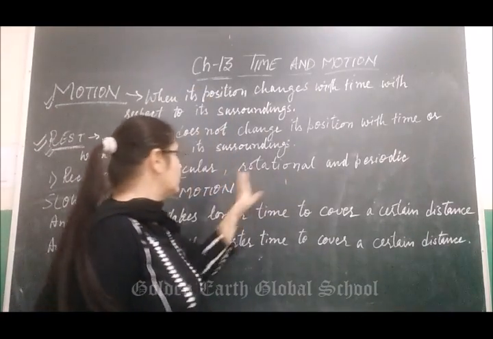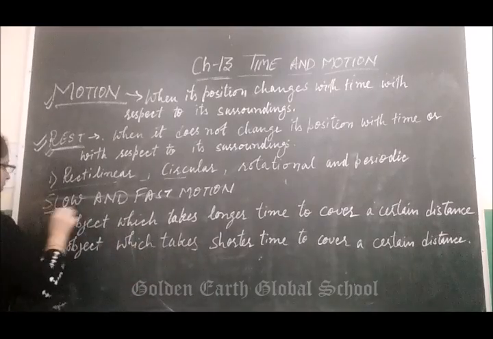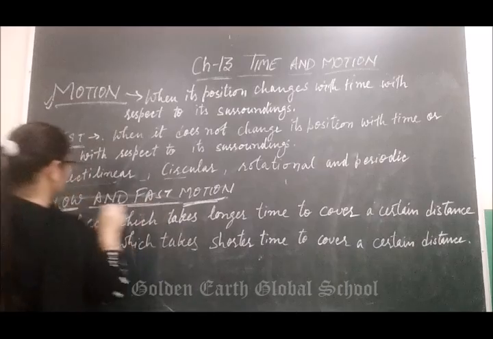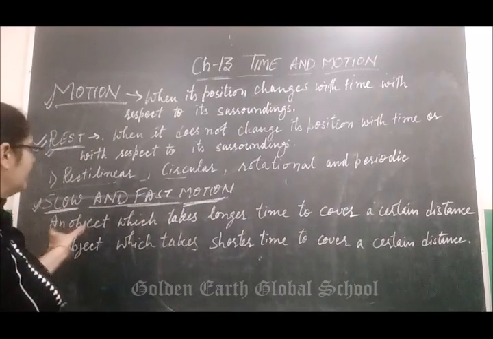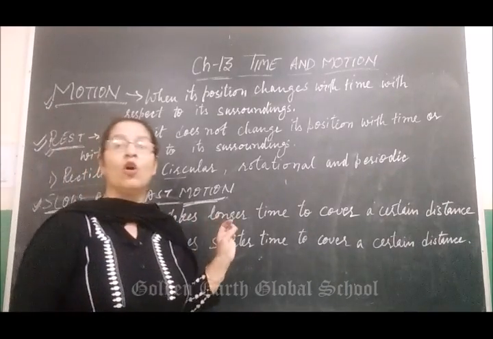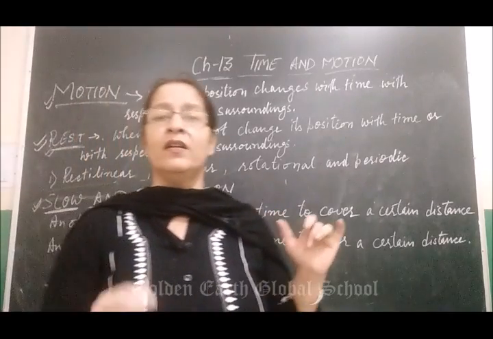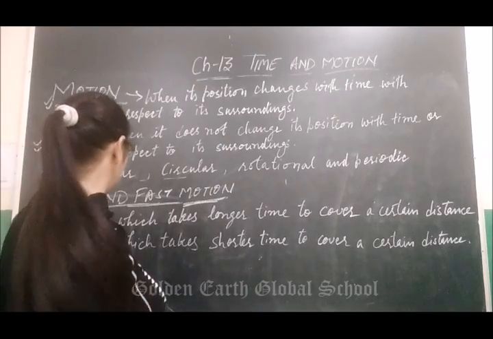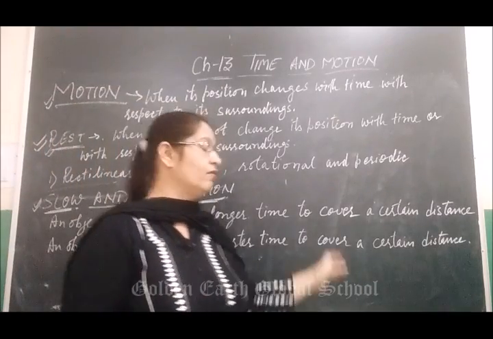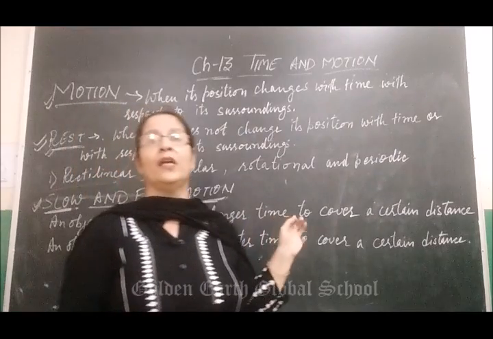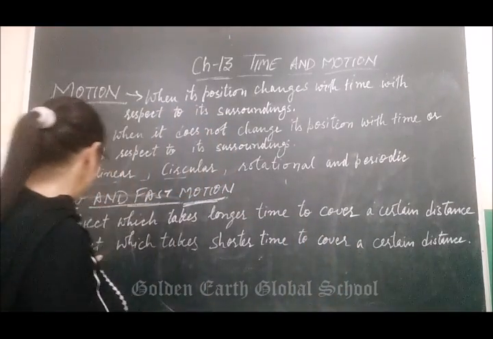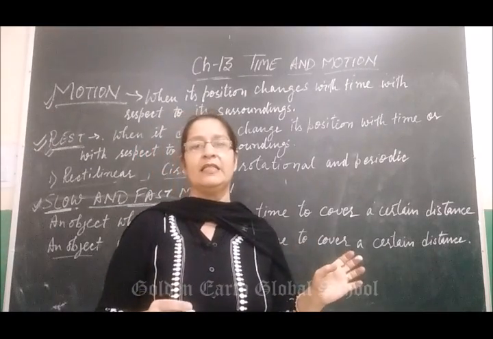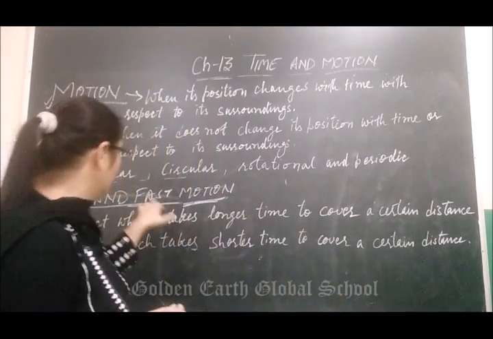In 6th class you have studied many types of motion: rectilinear, circular, rotational and periodic motion. According to this, some motions are slow and some are fast. What do you mean by slow and fast motion? When an object takes a longer time to cover a certain distance, this type of motion is called slow motion. When an object takes a shorter time to cover a certain distance, then it is called fast motion.